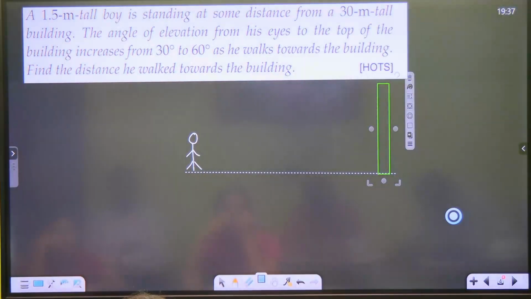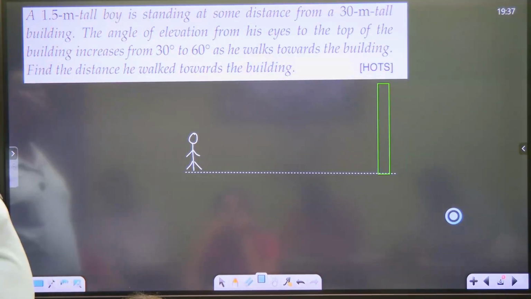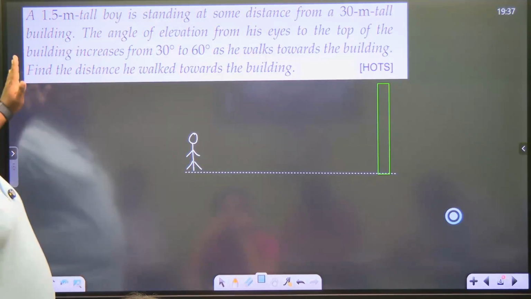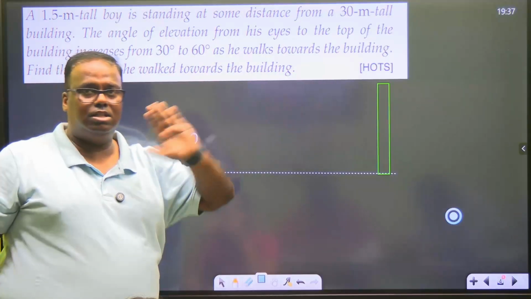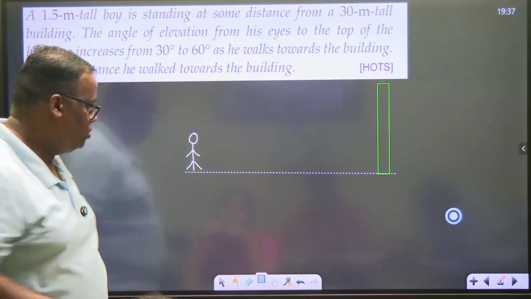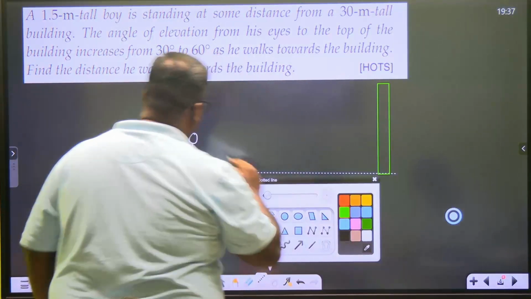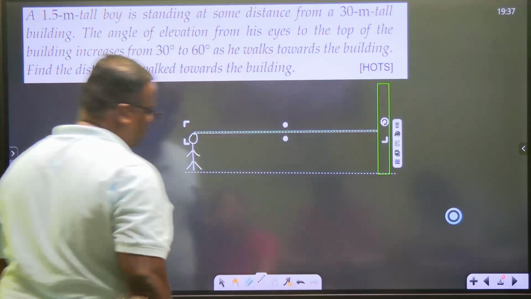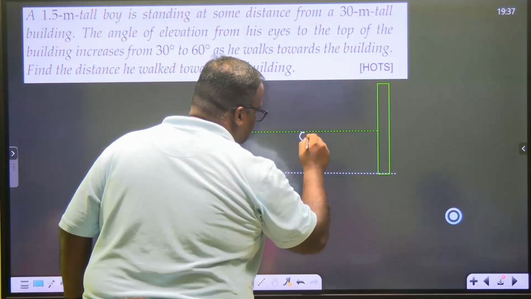It says that the boy's height is 1.5 meters and he is standing, and after some time the boy will be walking towards the building. As the boy walks, his height is not going to reduce. Do you agree or not? So I am also creating a parallel with the boy's height. This is the parallel with the boy's height, right? And the boy will be walking towards the building. Let us say the boy is now here.